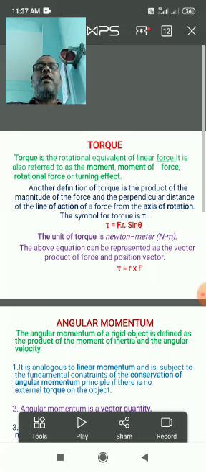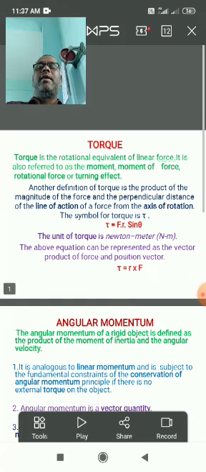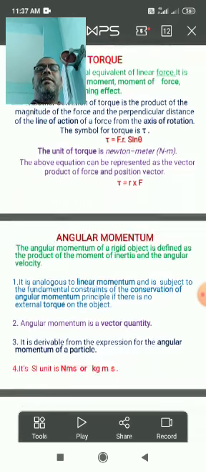The symbol for torque is tau, equal to F r sin theta. The unit of torque is newton meter. The above expression can be represented as the vector product of force and position vector: tau vector is equal to r vector cross F vector.